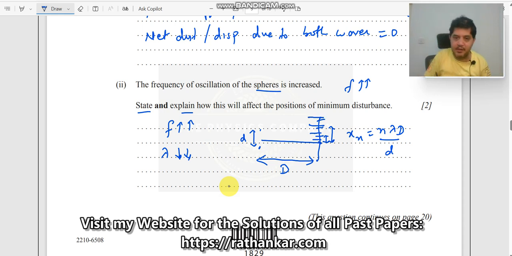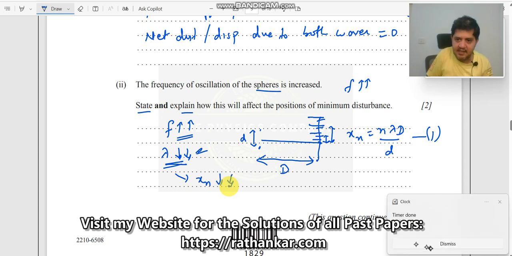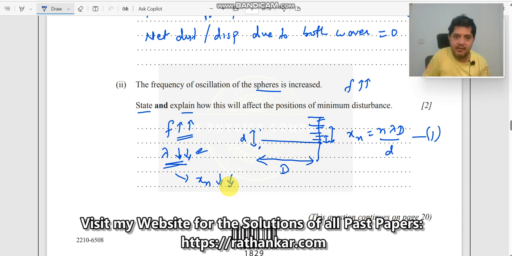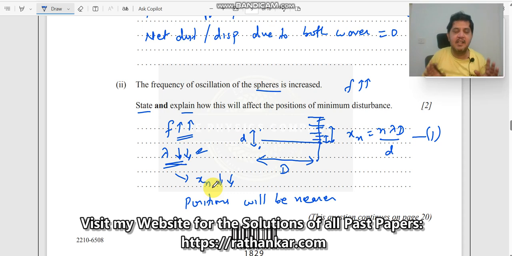This is for 2 marks. The first mark goes for writing the proper formula, along with mentioning this. For the second mark you can say: when f increases, lambda decreases. As a result, xn also decreases, and hence the positions will be nearer.